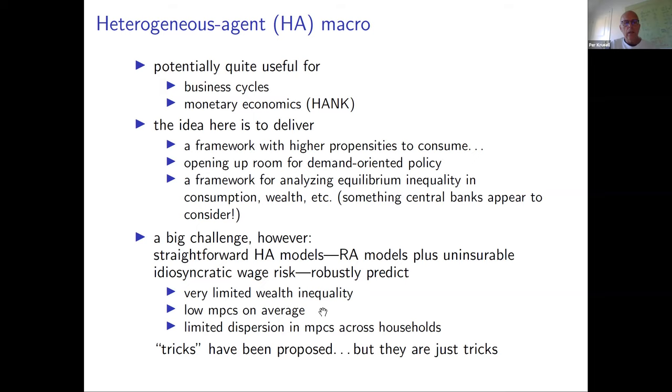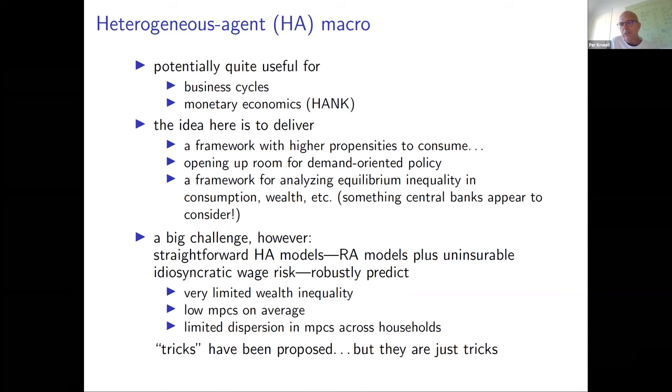They predict very low MPCs on average, so it's not really allowing us to break out of that low MPC paradigm. And the MPC dispersion among households is also not very big. So of course, when people have come across this, they have come up with various tricks to get out of it. And tricks work because that's what they are, tricks. But they are just tricks. So I'll get back to that.